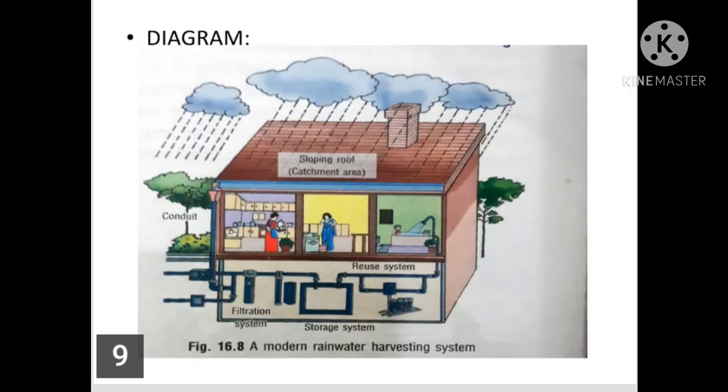Children, here you are seeing a modern rainwater harvesting system. The catchment area, this is the sloping roof. Conduit, this is the pipe. And now the filtration system, and then storage system, and then the reuse system. By the reuse system, harvested water is used by the house members.